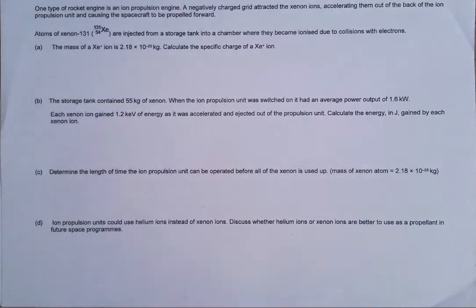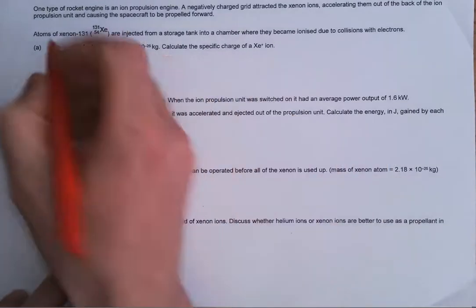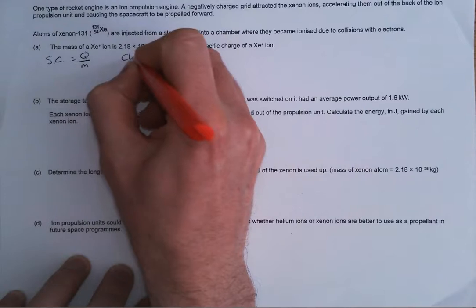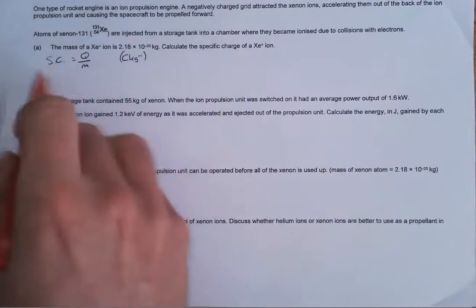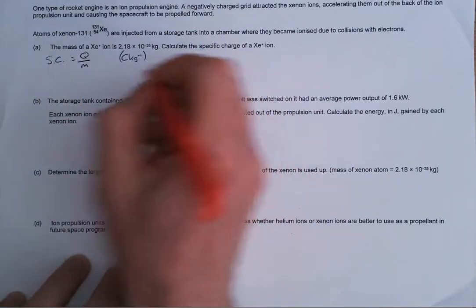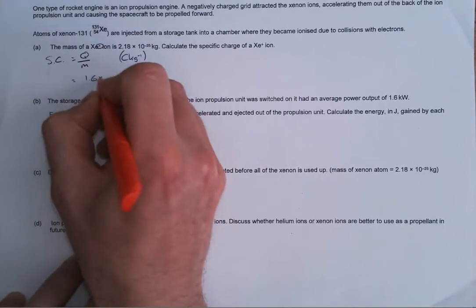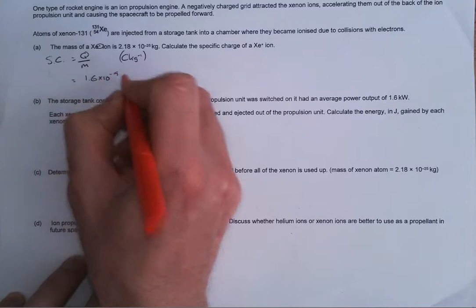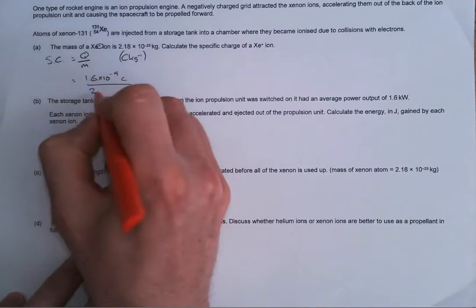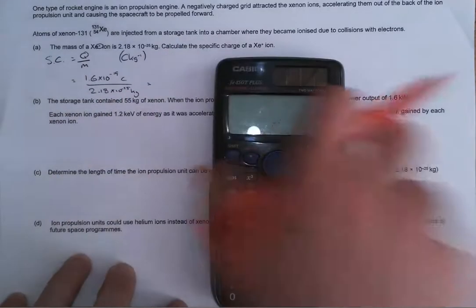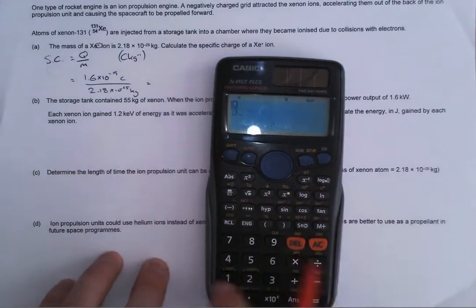Part A asks for the specific charge of a xenon ion. So the specific charge is the charge per kilogram, per unit of mass. Now if you remember that the units are coulombs per kilogram, you'll always remember this formula. So we need to work out the charge. It's a singly charged ion, so that means it's 1.6 times 10 to the minus 19 coulombs, and the mass is 2.18 times 10 to the minus 25 kilograms. So that's really nice and simple for the first part of the question.